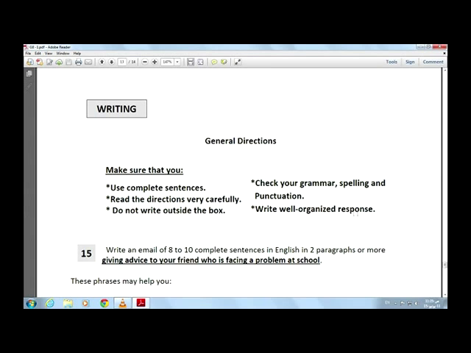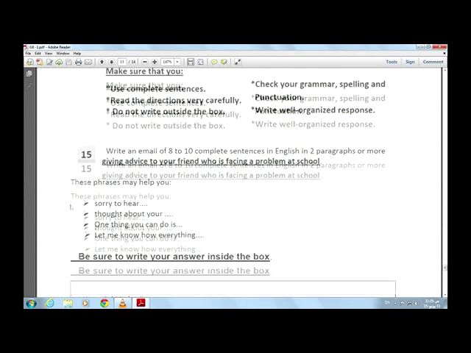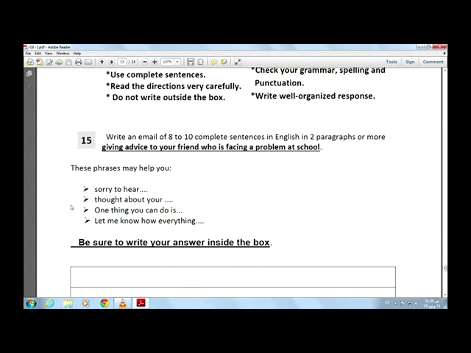Write a well organized response, and this is one of the directions also. Here is an example of a paragraph task: write an email of 8 to 10 complete sentences in English, in 2 paragraphs or more, giving advice to your friend who is facing a problem at school. First, it's an email, and second, it should have 10 sentences, for example, in 2 paragraphs. You will give your advice to him in 2 paragraphs.